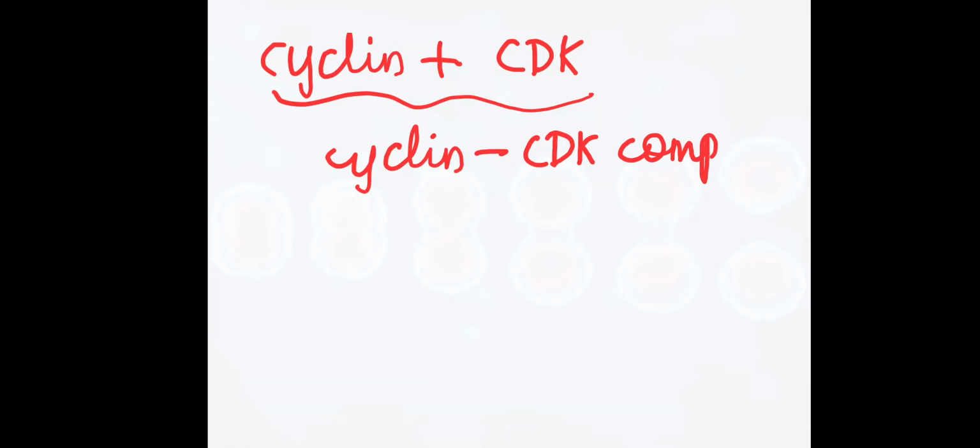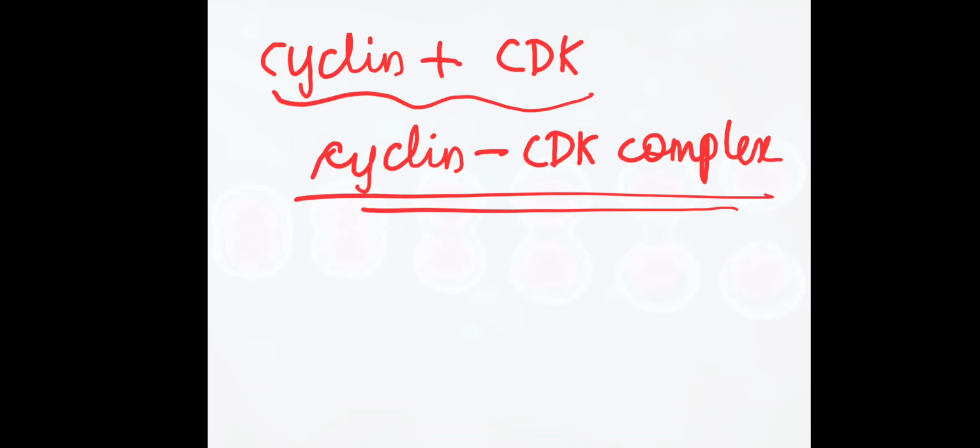So when cyclin binds to CDK, it naturally forms a complex, the cyclin CDK complex, and it regulates the cell cycle, whether the cycle should stop or whether the cycle should run. That is controlled by this cyclin CDK complex.